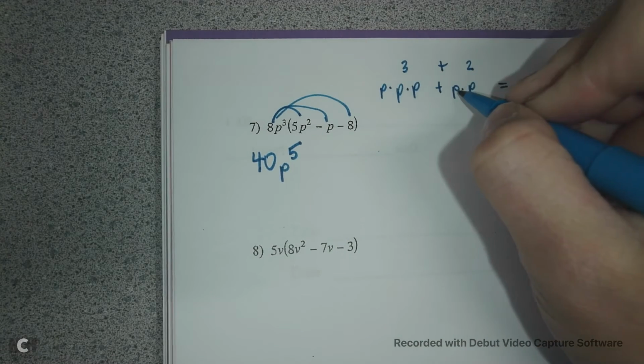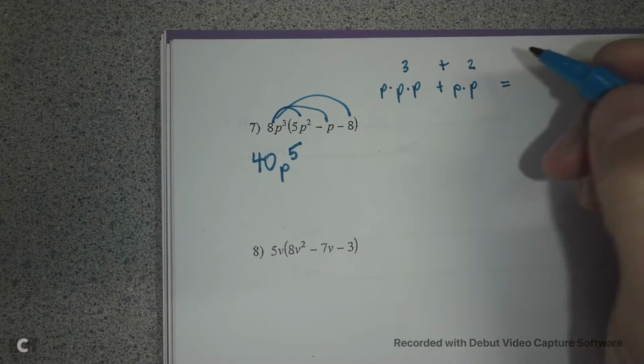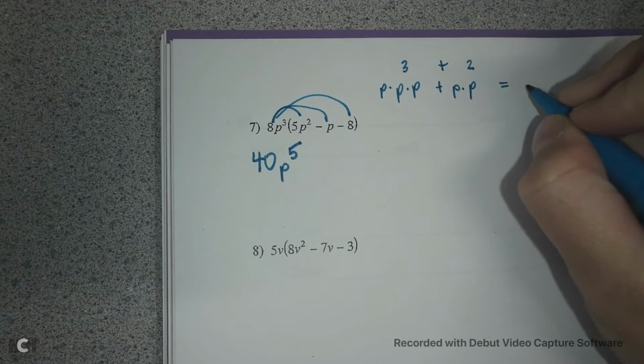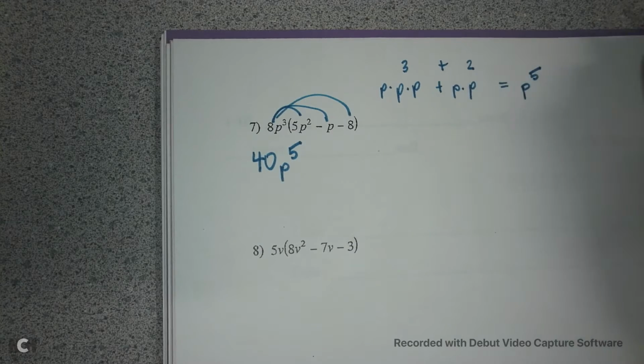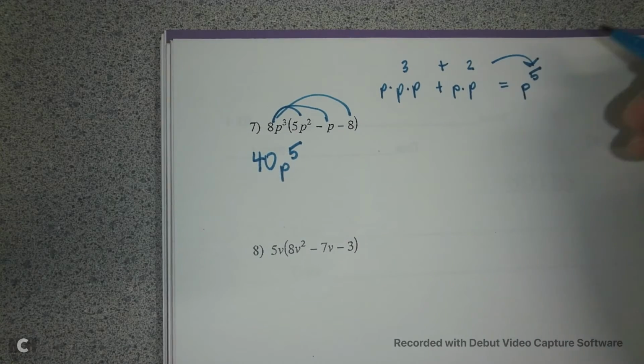1, 2, 3, 4, 5. So I have 1, 2, 3, 4, 5 p's. So that means that my answer will be p to the 5th power, or we could have just added the exponents, and 3 and 2 make 5 as well.